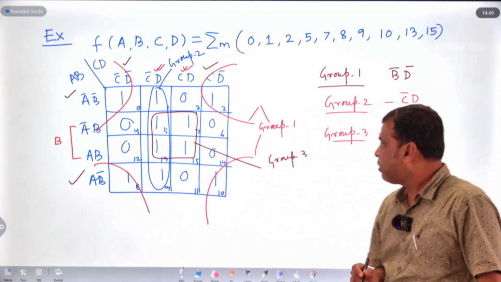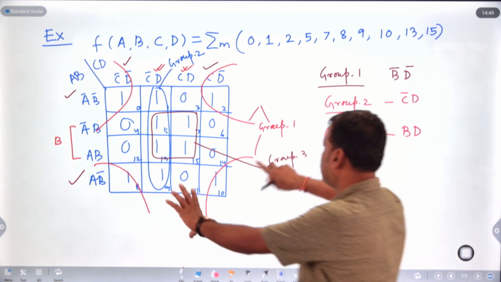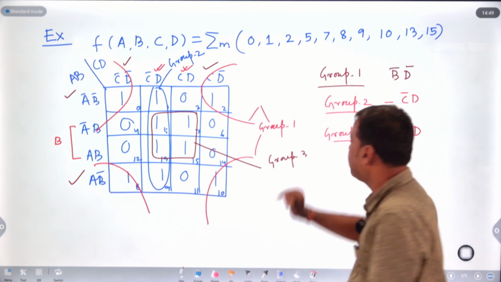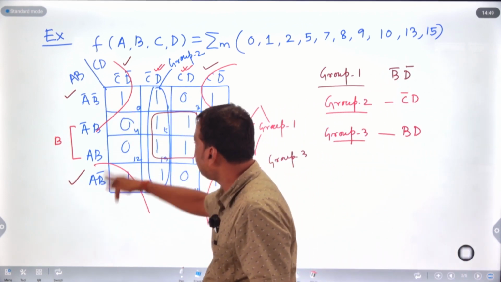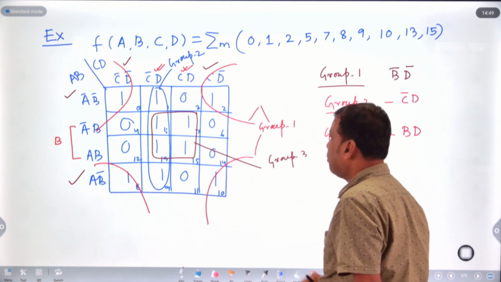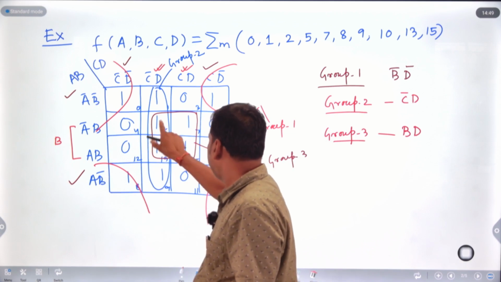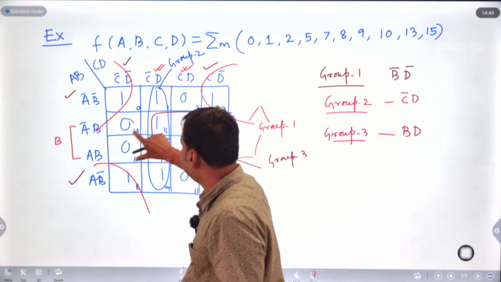Okay. So 3 groups give you the result. Group 1 is B bar, D bar. 4 corners form a group. Here that is your D bar, here that is your B bar. That's why group 1 gives you B bar, D bar. In group 2, all are cancelled out, only C bar D. And in group 3, these 4 1s form a quad. On this side that is D, and this is B.